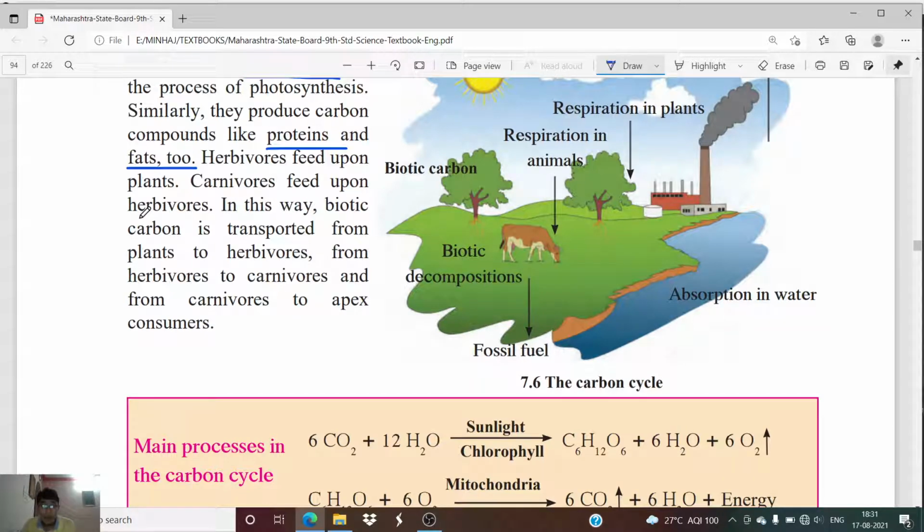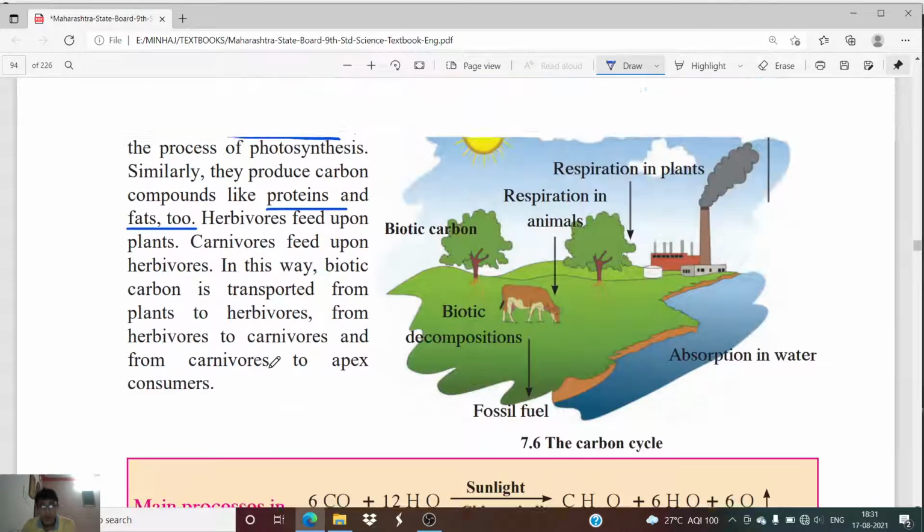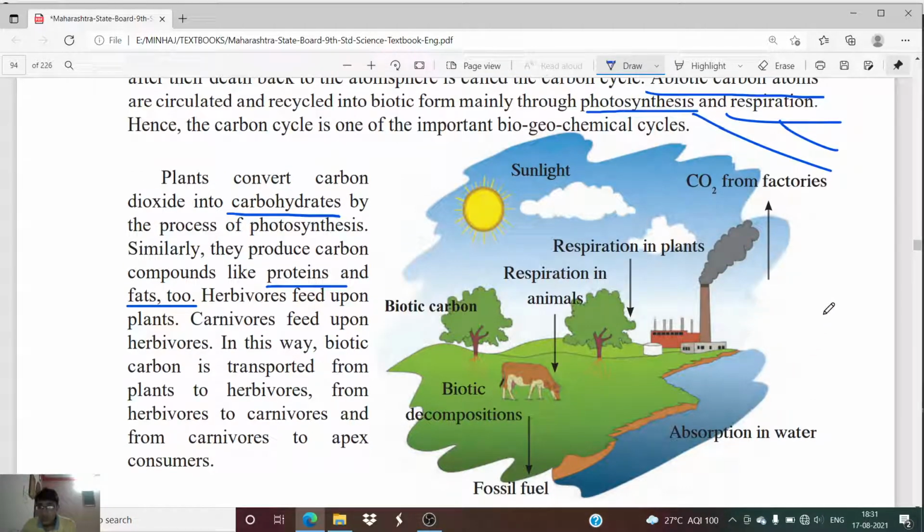Herbivores feed upon plants. Carnivores feed upon herbivores. In this way, biotic carbon is transported from plants to herbivores, then from herbivores to carnivores, and from carnivores to apex consumers. Okay, so at the initial stage, the carbon dioxide was exhaled by the animals. That carbon dioxide was used by the plants to produce food. Then herbivores are going to feed upon that food or plant. Then carnivores are going to eat the herbivores.